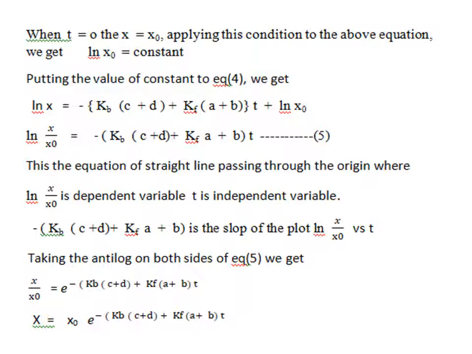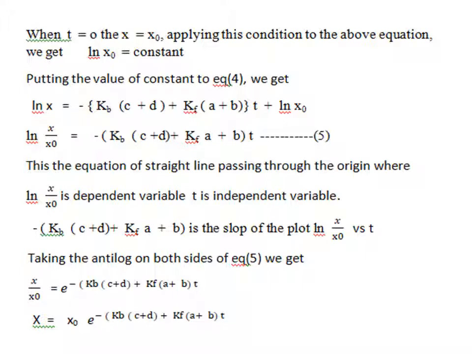Putting this value of constant in equation 4, we get log x is equal to minus kb into c plus d plus kf into a plus b into t plus log x naught. X naught is taken on the left hand side. Log of x over x naught is equal to minus kb into c plus d plus kf into a plus b into t. This is equation number 5.